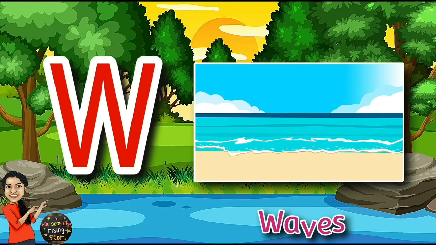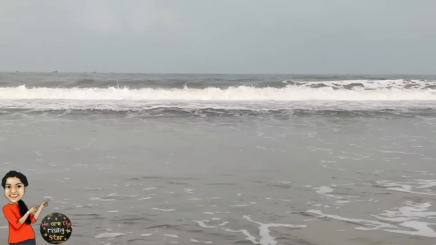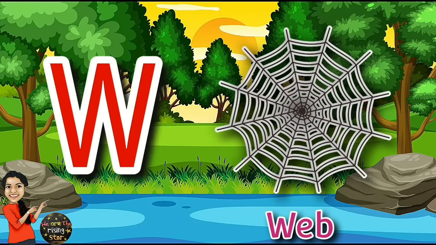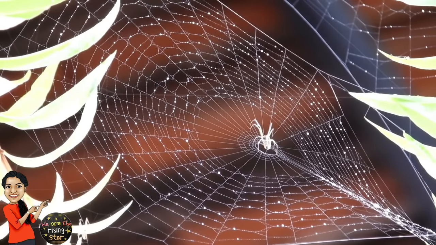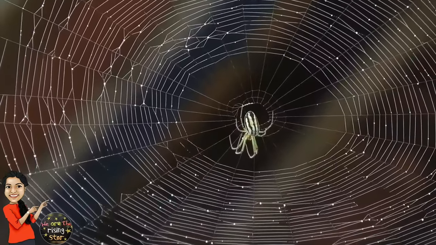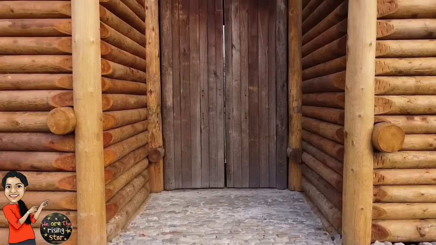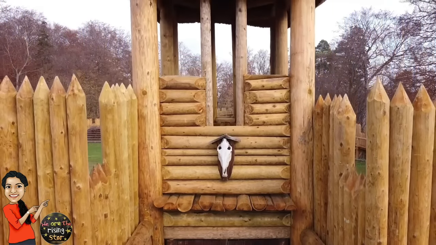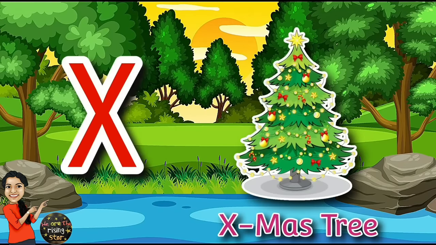W for waves. W for web. W for wood. X. X for Xmas tree.